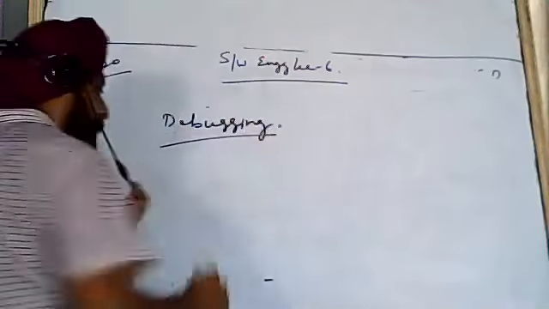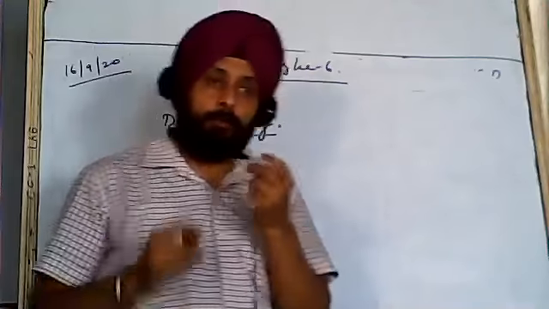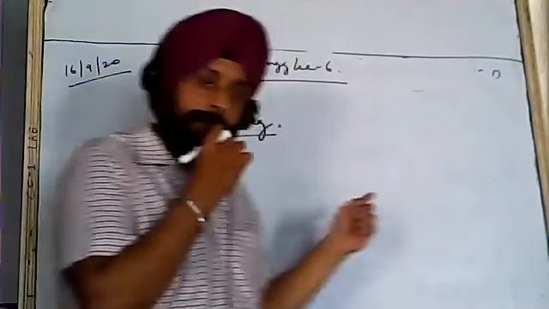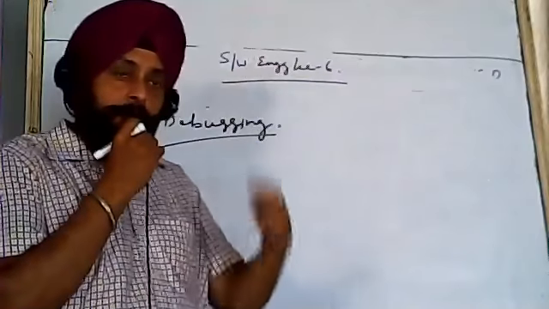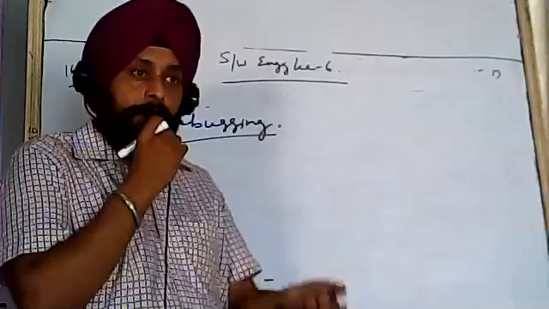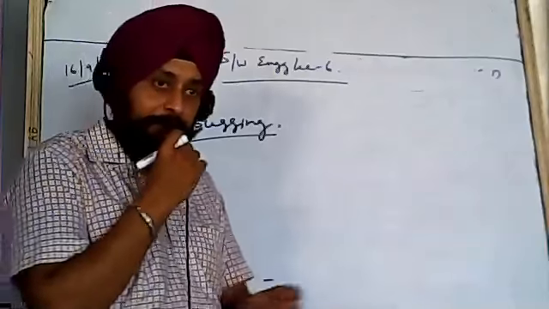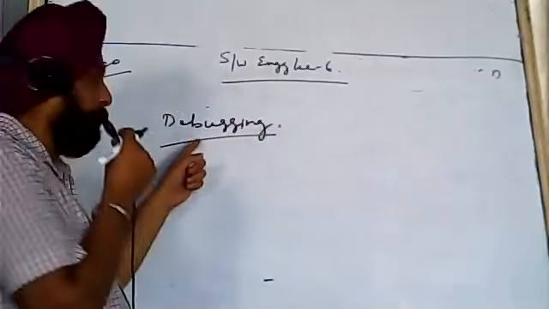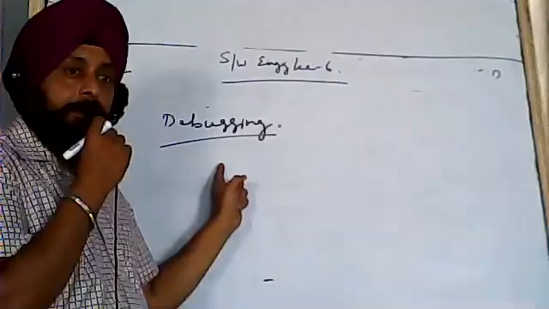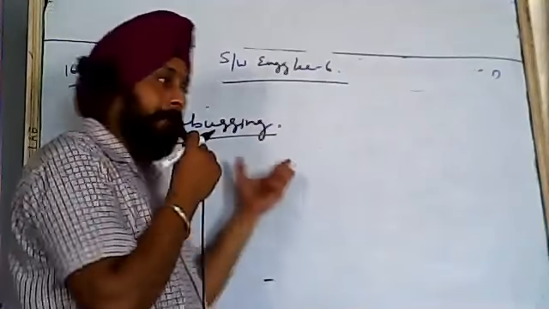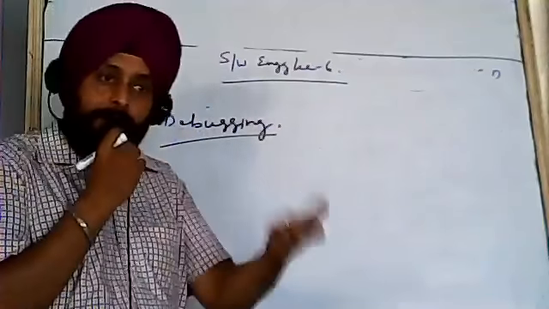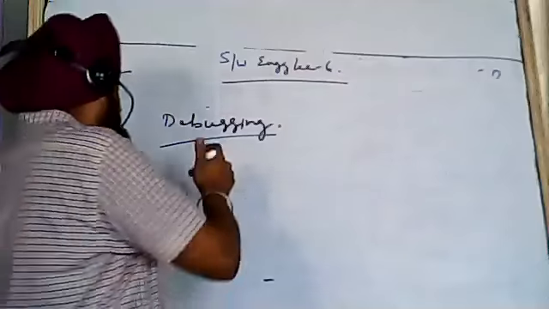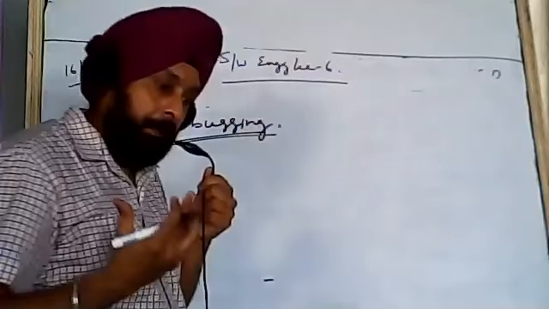Debugging means all the errors which have been detected through code walkthrough and code inspection, now we have to remove those errors. We have to remove them before presenting the software product for the testing phase. Bugs have been found, now we have to remove the bugs or errors. That is the important thing in debugging.